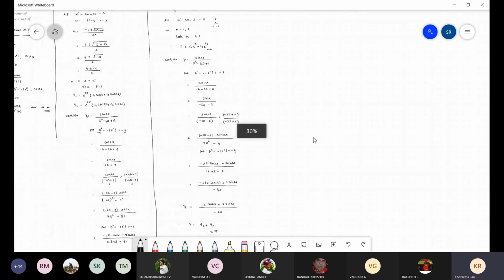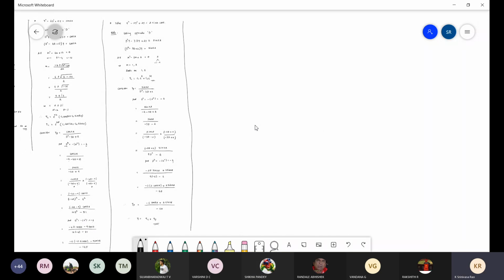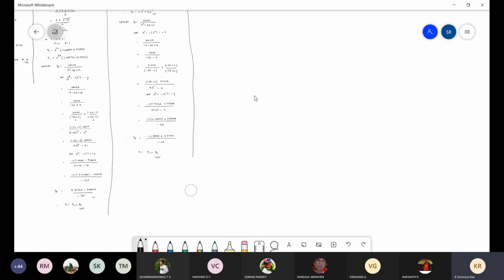Shall I go to the next problem? Yes, sir. Now I'll take one question paper problem. It is cubic, that is the D cube problem.